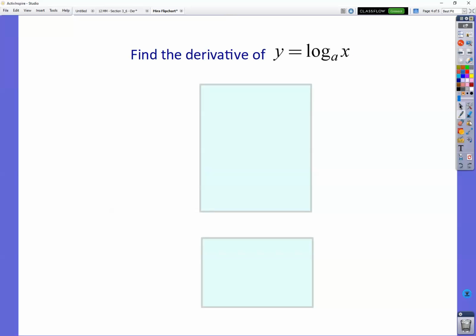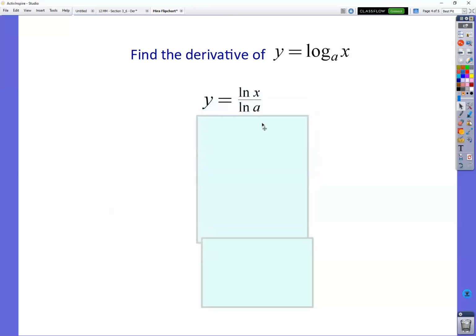So basically, at the moment, you only know how to find the derivative of log to the base e. So if you don't have log to the base e, you got to change it to log to the base e. I can rewrite log to the base a of x as natural log, which is log to the base e of x, over log to the base e of a. Now you can use your rule for derivatives of logs, because you now have the natural log.